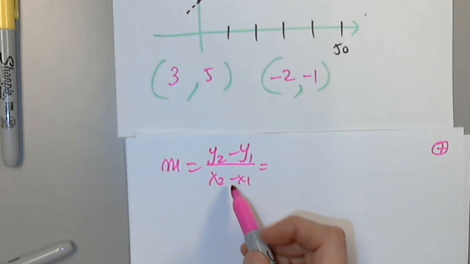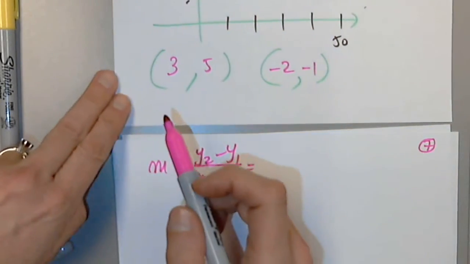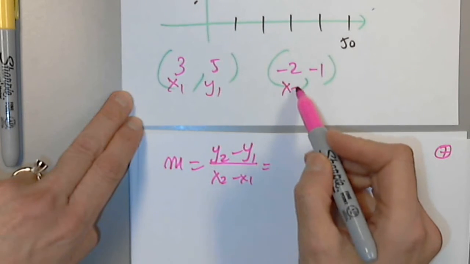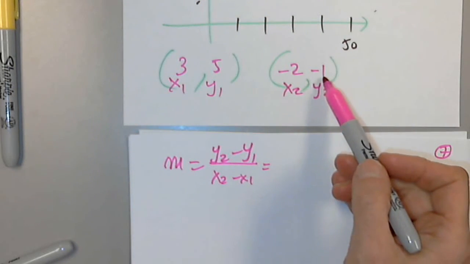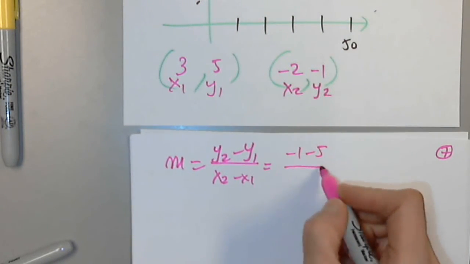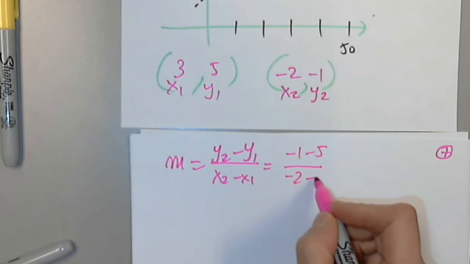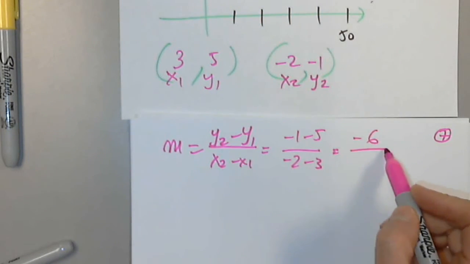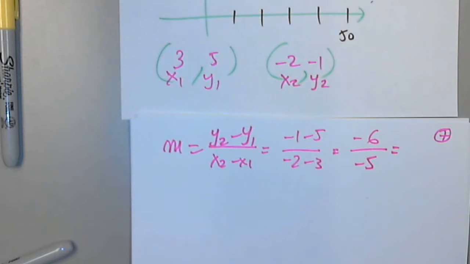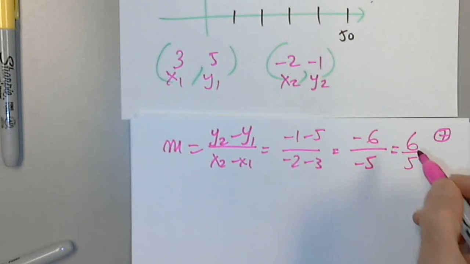Rise over run. Is that okay? I'm going to label the points as x1, y1, and x2, y2. And just put them in. -1 minus 5. -2 minus 3. Is this okay? So the top is -6 and the denominator is -5. When I divide two negative numbers, the outcome will be positive, so that's the slope. Is that what you had in mind? Okay. Sure. Anything else?